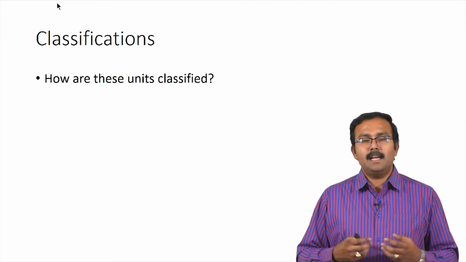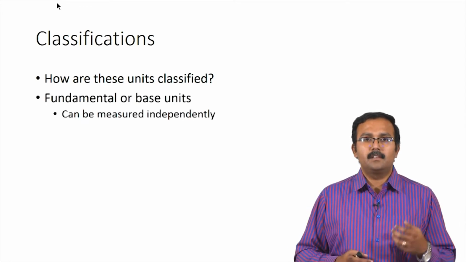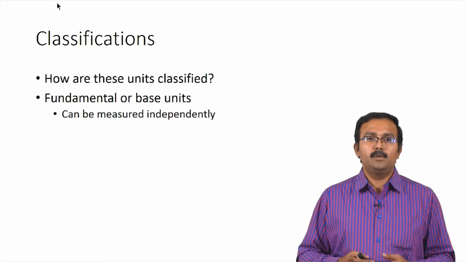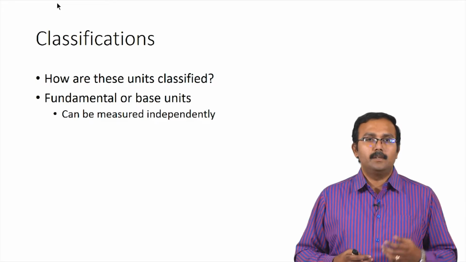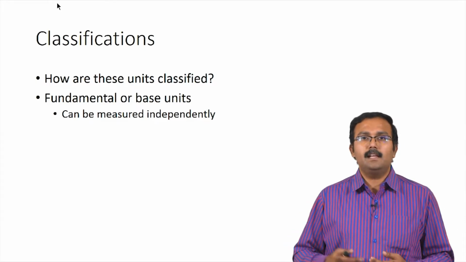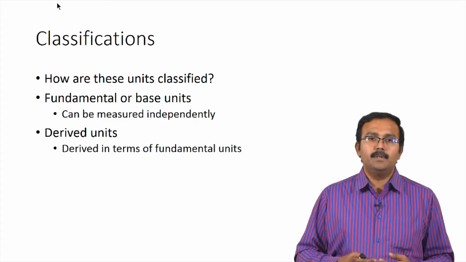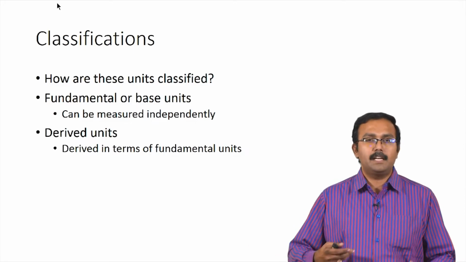So, the units can be classified into different types. How are they classified? The first type is the fundamental or base units. These are the units that can be measured independently. An example would be length, which you can measure using a scale. You also have derived units, which are terms derived from the fundamental units either through multiplication or division.